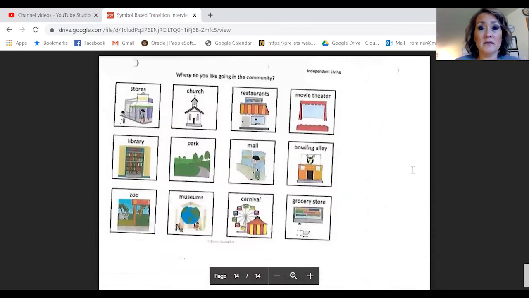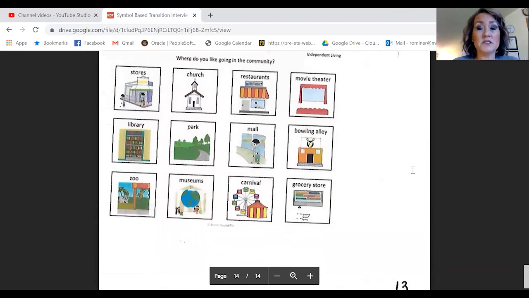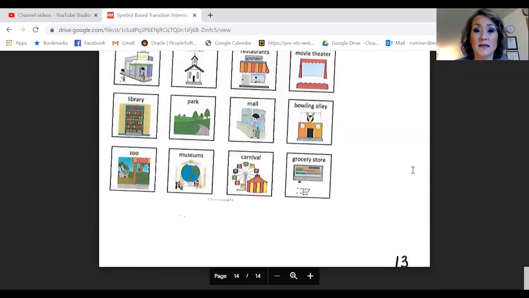Where do you like going in the community? Do you like going to stores, church, restaurants, the movie theater, library, the park, mall, bowling alley, zoo, museums, carnival, grocery store? See which one they picked? Look at those pictures. Yay.